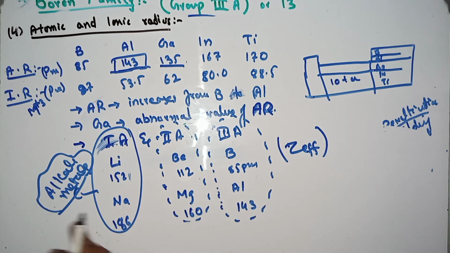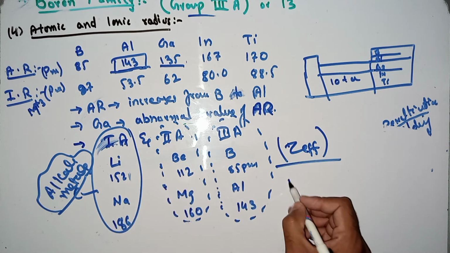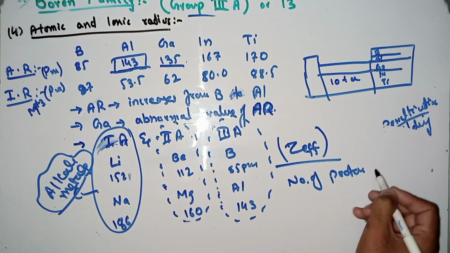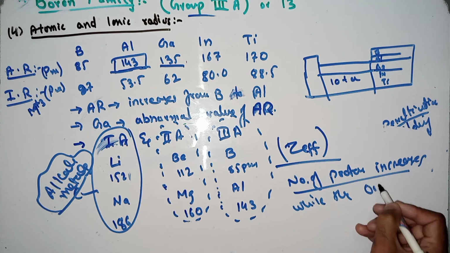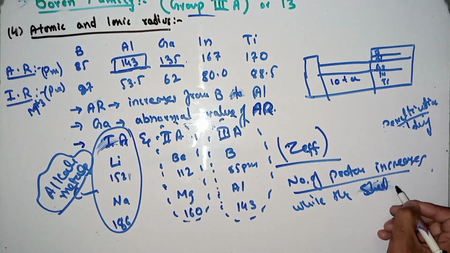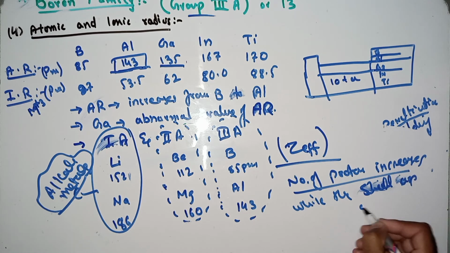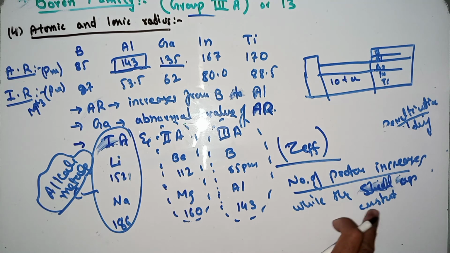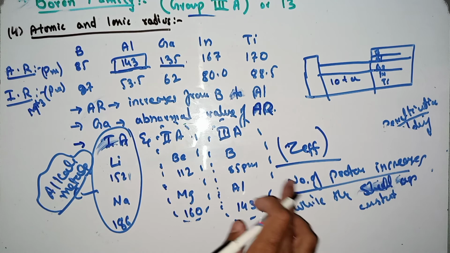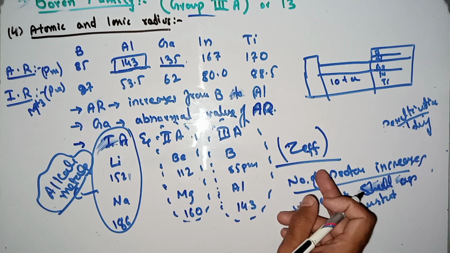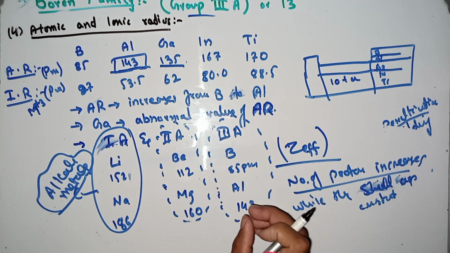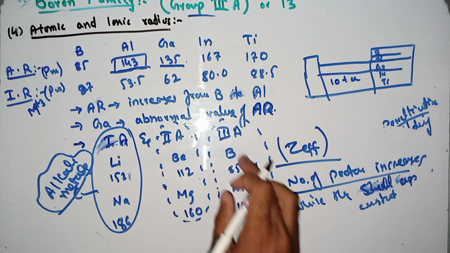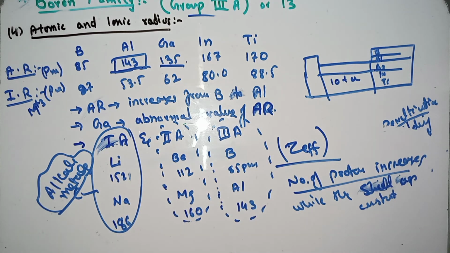Why does the effective nuclear charge increase from left to right in the periodic table? It increases because the number of protons increases while the shells are constant in a period. So with a constant number of shells, when the number of protons increases, the effective nuclear charge will increase. So the electrons will be more attracted by the nucleus, and the atomic size will shrink and reduce. That's why group third will have less atomic radius as compared to group second and group first. I hope my points will be cleared.